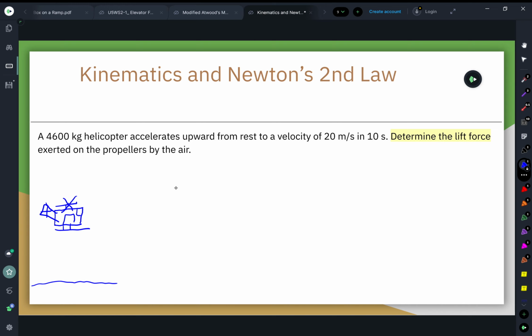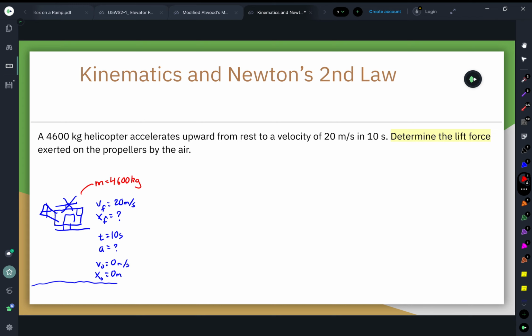So it went from this starting position of 0 meters up to some final position, which the problem is not telling us. We know it goes from rest, so a starting velocity of 0 meters per second, and it ended up with a final velocity of 20 meters per second, and that all occurred over a change in time of 10 seconds. The problem's not telling us what the acceleration is either, but we know that this is what's going to be occurring, and we know that the mass of the helicopter is 4,600 kilograms. But we're trying to determine the lift force.